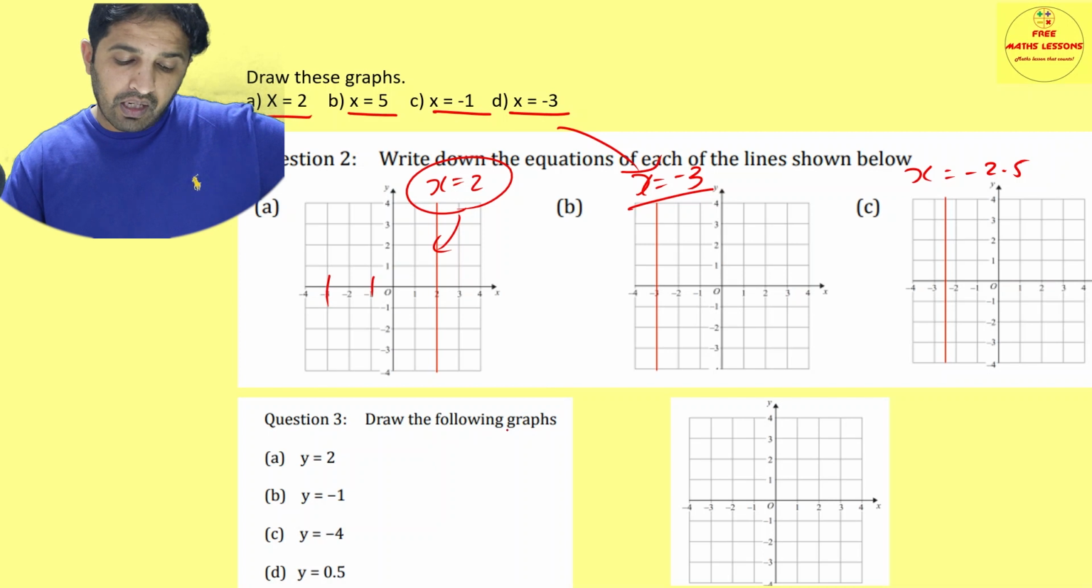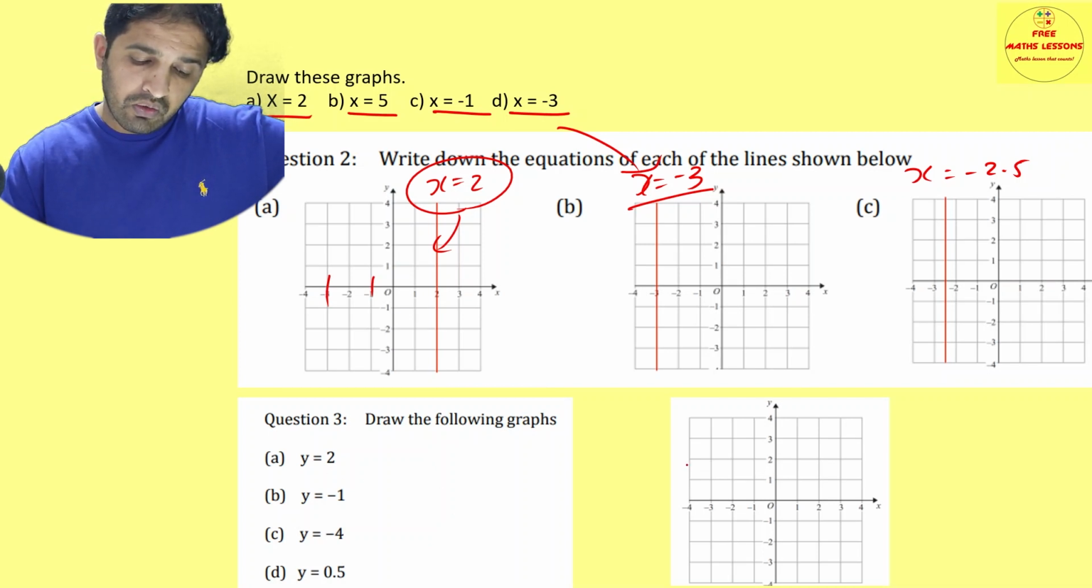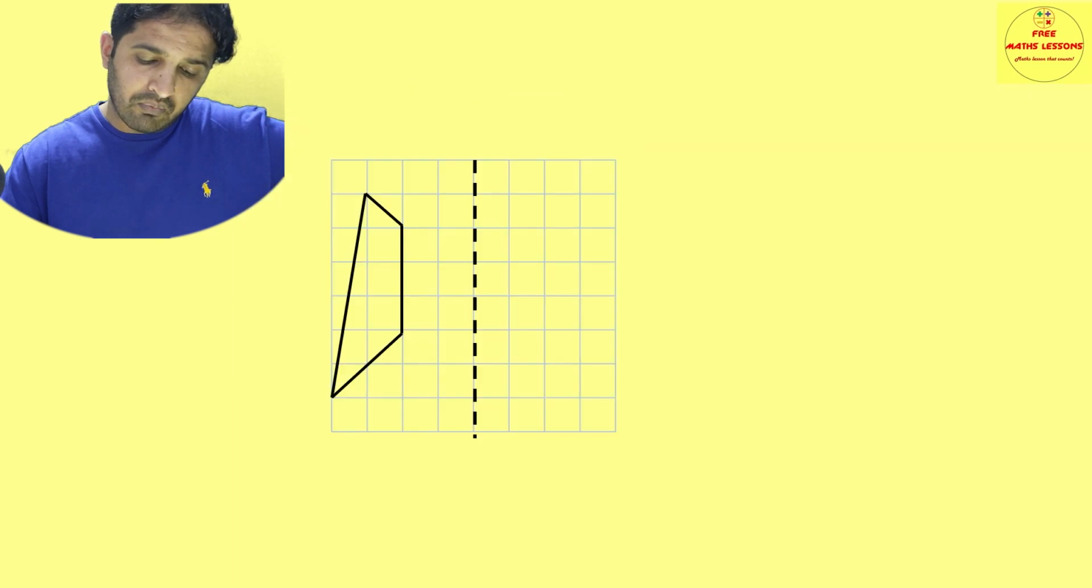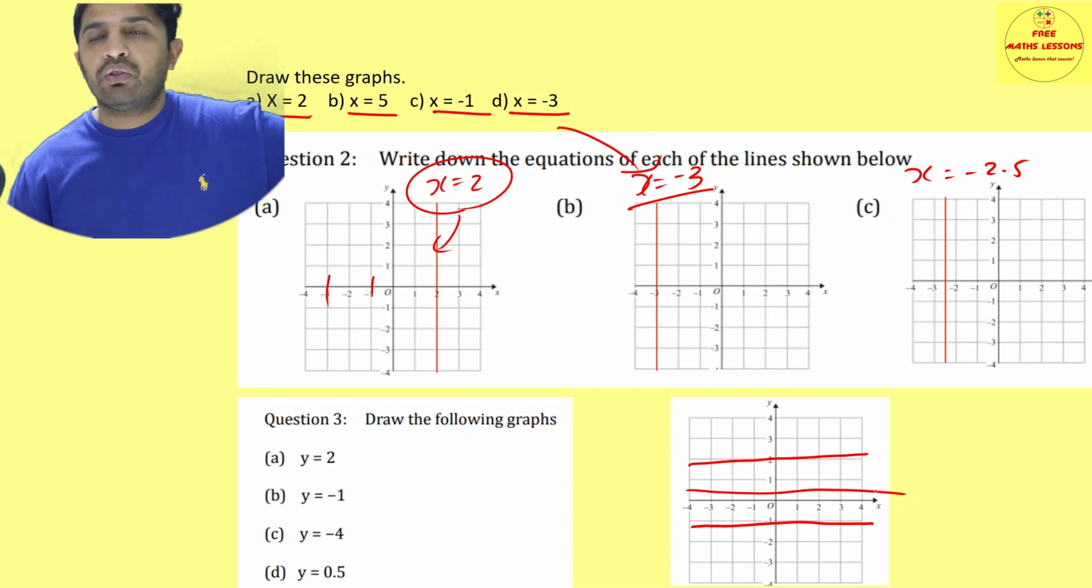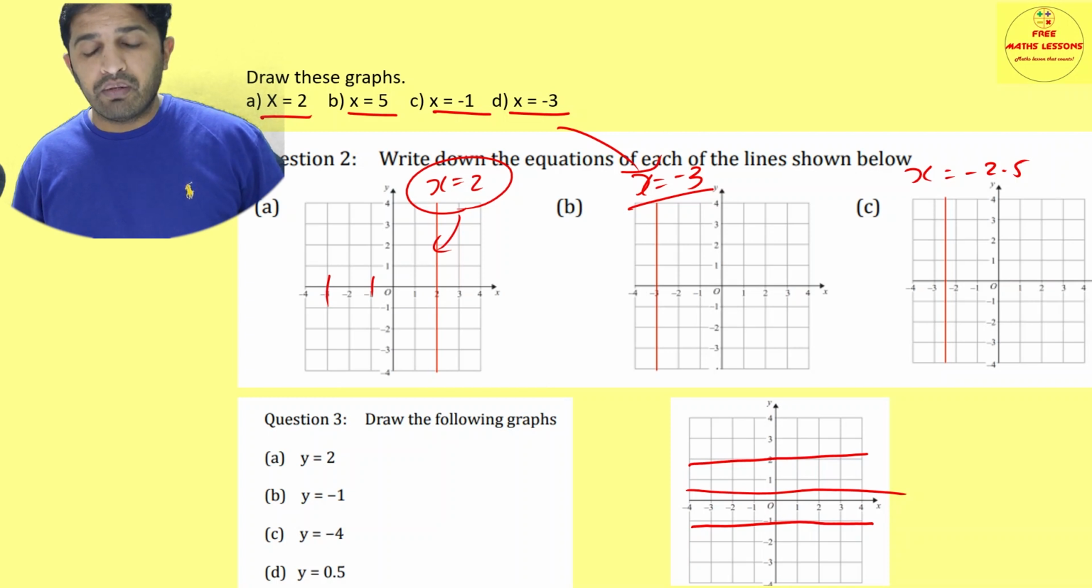In the same way, if I ask you to draw these graphs, y equal to 2 would be there. y equal to -1 would be here, and y equal to -4 would be right at the bottom. And then y equal to 0.5 would be there. Make sure you label all the lines. Every time you have to draw a line, make sure you label it.